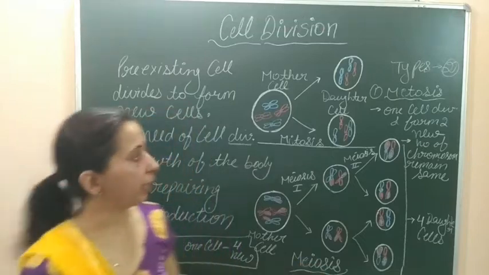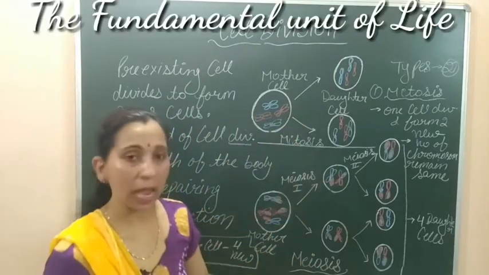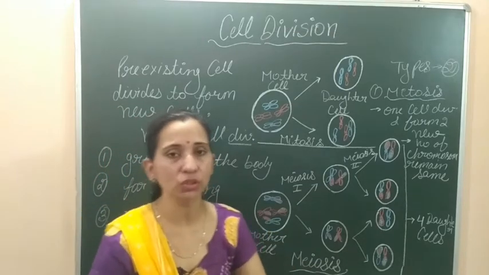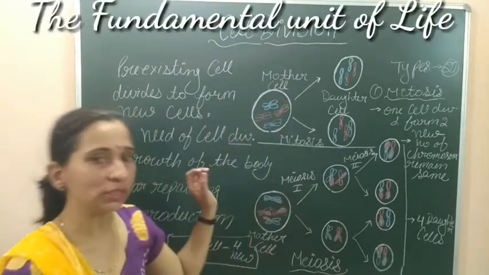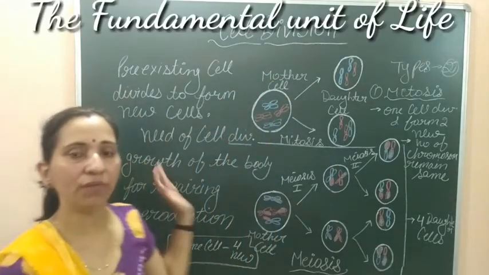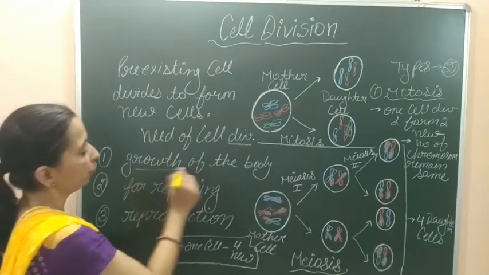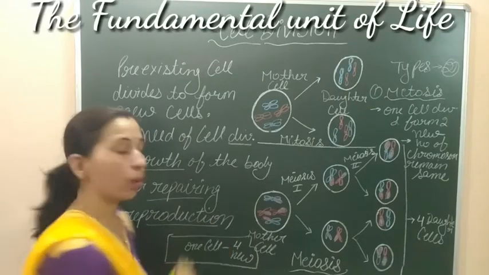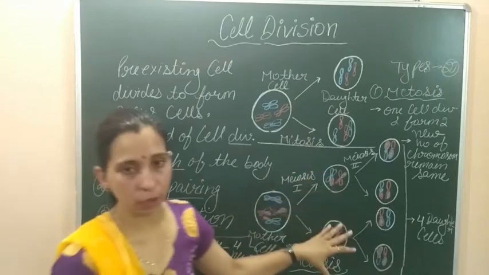So here we studied about 2 types of cell division, mitosis and meiosis. Let's take a quick recap of the complete concept of cell division. Cell division is a process in which a pre-existing cell divides and forms new cells. It is required for the growth of the body, for the repairing of the body, and for reproduction. It has 2 types, mitosis and meiosis.